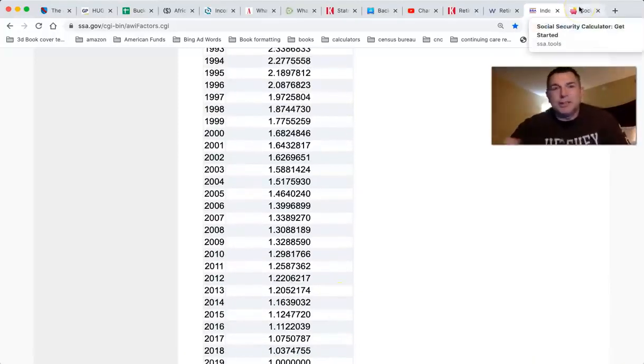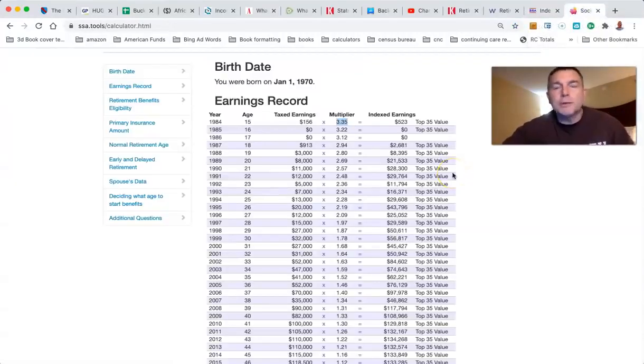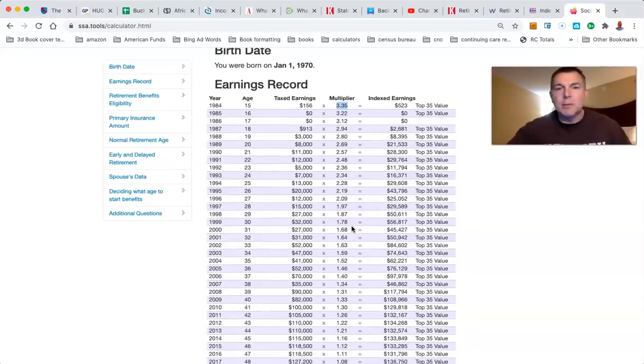But this is still pretty good because we don't know what your indexing numbers are going to be. For me, I still have 12 years before my first year of eligibility. Anyway, the closer you are to 62, the more accurate any Social Security calculator is going to be. Be that as it may, we're going to use this.